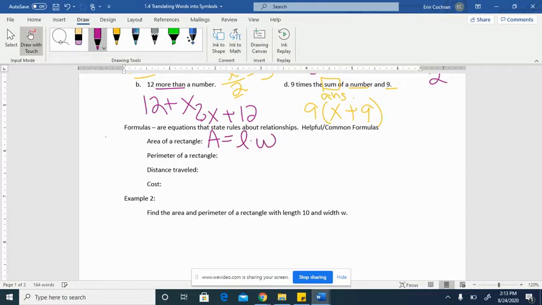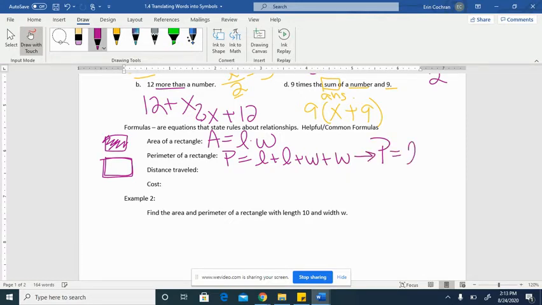Remember, area represents the space inside. The perimeter is the distance around that rectangle. So if we're looking for the distance, we add up all the sides. So it'd be length plus width plus length plus width. To make that a little easier, length plus length is just 2 lengths. So 2 times your length, because there's 2 of them, plus 2 times your width.